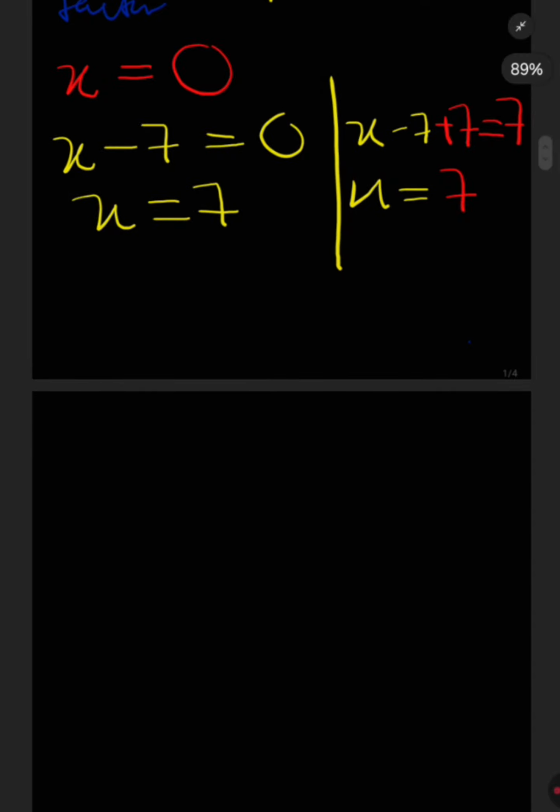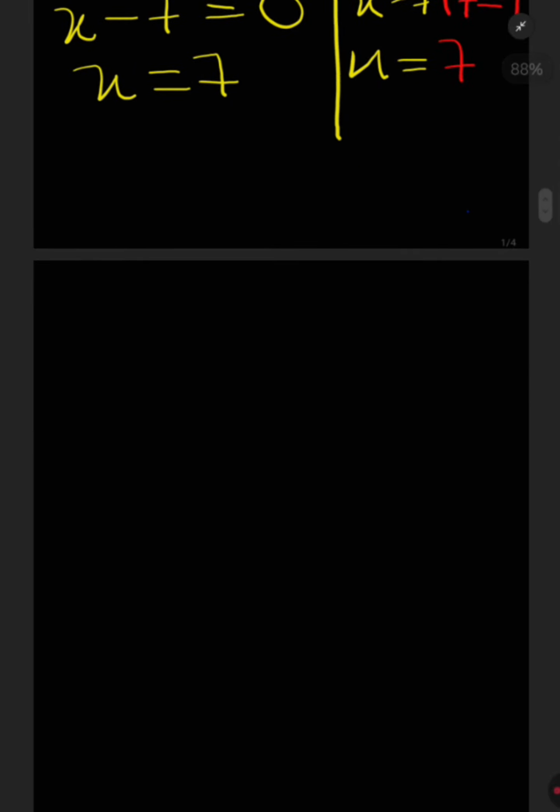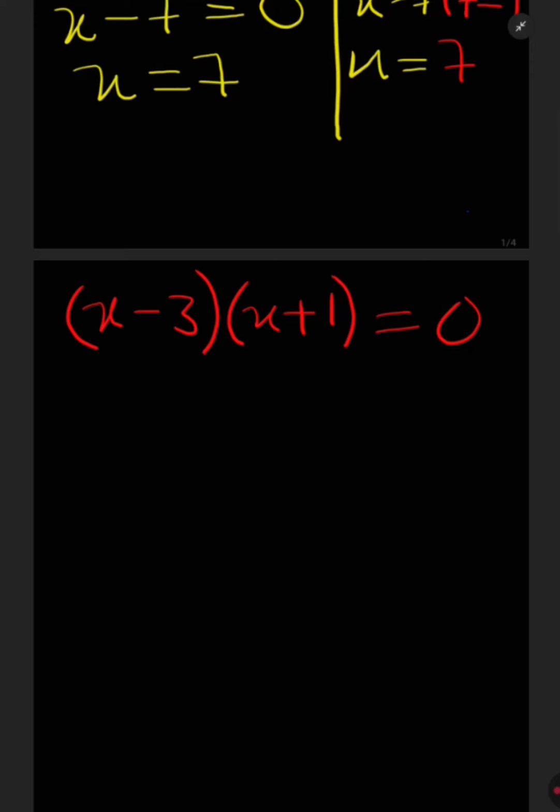Let's go to equation number 2. If you have (x minus 3) times (x plus 1) equals 0, how do you work this out? Well, as we stated before, you've got two factors, which are x minus 3. This is a factor. And also x plus 1 is a factor.